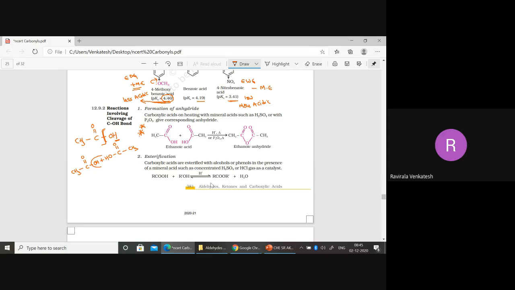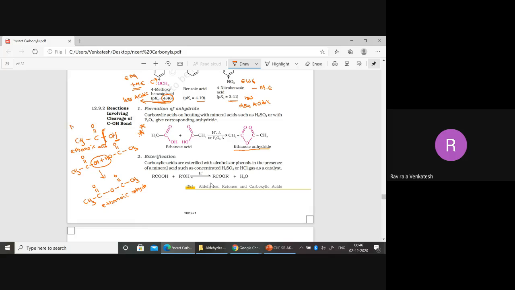Now remove the water and join these two here. When you remove water and join these two, what happens? You are going to get CH3, C double bond O, then oxygen, then C double bond O, CH3. This is called what? Anhydride. So what have you taken? Ethanoic acid. Therefore, it is called ethanoic anhydride. Right? Here it is given this.